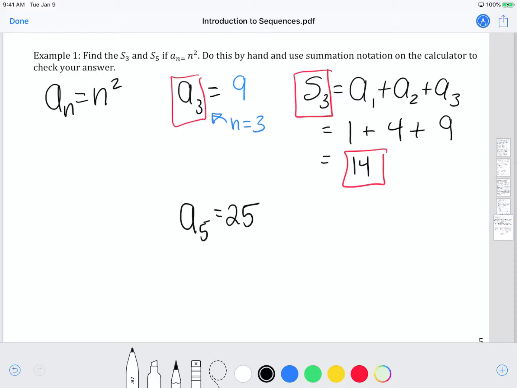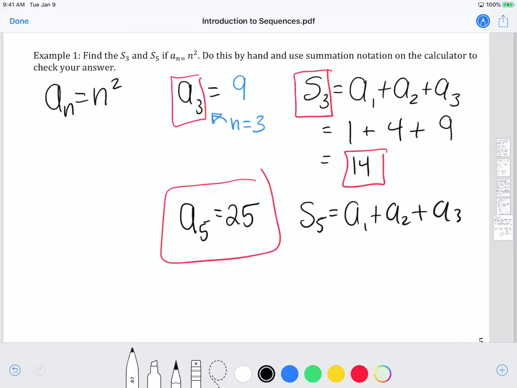So now let's find A5 versus S5. A5 is 25. That's the 5th term. So I would plug in 5, and 5 squared is 25. So this is the 5th term. But now to find S5, I need to find A1 plus A2 plus A3 plus A4 plus A5 and add them all up. We've already got A1, A2, and A3, so that's going to be equal to 14. But now we still got to find A4 and A5. A4 would be 16, and A5 is 25.